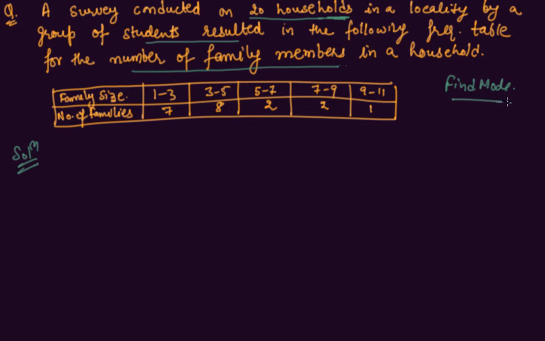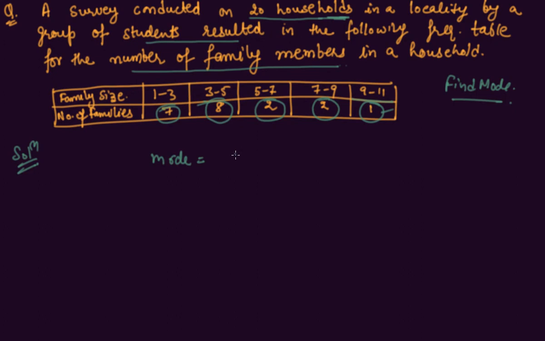How to proceed? Look at the table first. For the size of the family, in 1 to 3 there are 7 families, in 3 to 5 there are 8 families, in 5 to 7 there are 2 families, in 7 to 9 there are again 2 families, and between 9 to 11 there is only 1 family. And we have to find the mode.